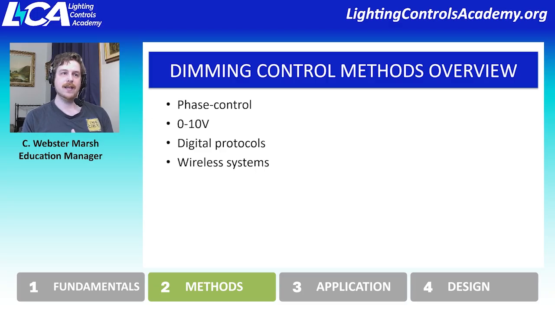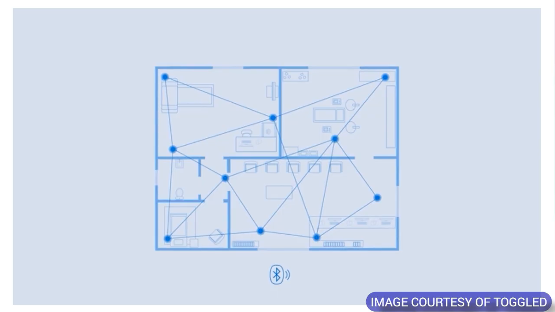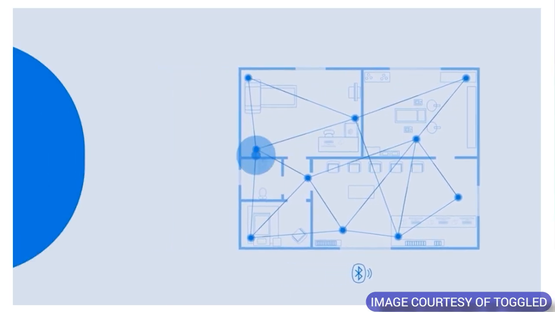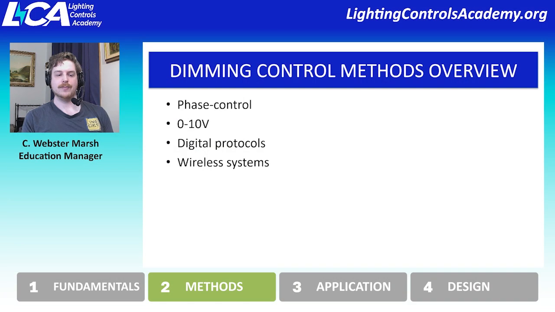Wireless systems, now we're talking about systems that use wireless communication. In a lot of cases, it's not that the wireless communication is direct to the driver, but rather to a module that then converts to typically 0 to 10 volt in North America anyways. And so it's not really a dimming method. It's a network communication protocol that then translates to a dimming method.